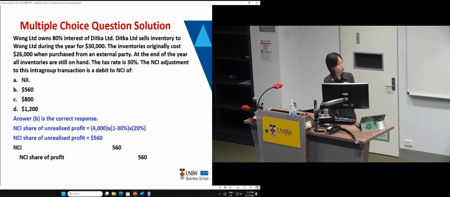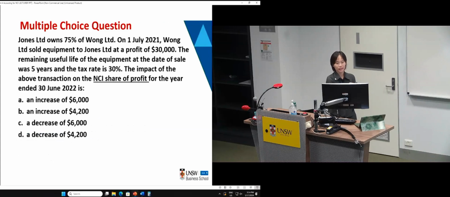Now, if the question told you the subsidiary sells to the parent, this is your answer B. If the parent sells inventory to the subsidiary, you don't need to do any further calculation. NCI adjustment is 0. Okay. All right, now let's look at the next one.